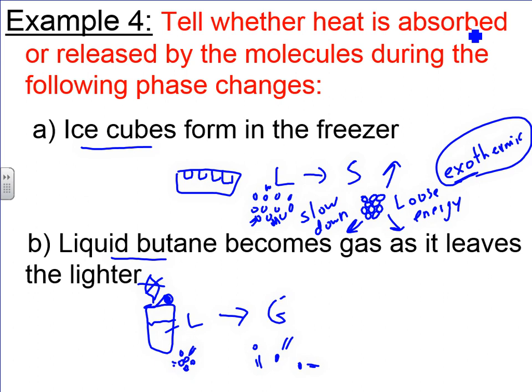Now, if they're speeding up, that means energy is released or absorbed. Well, in this case, the energy must be absorbed. The particles need energy to speed up, so energy will actually be absorbed. In this case, they are speeding up. So energy is absorbed. If energy is absorbed, we call this endothermic.